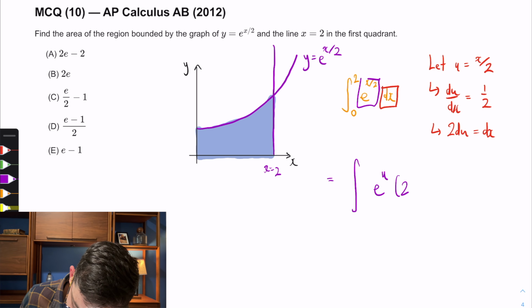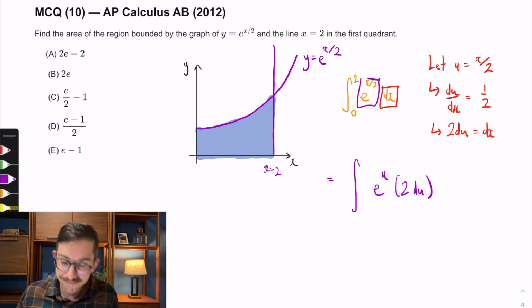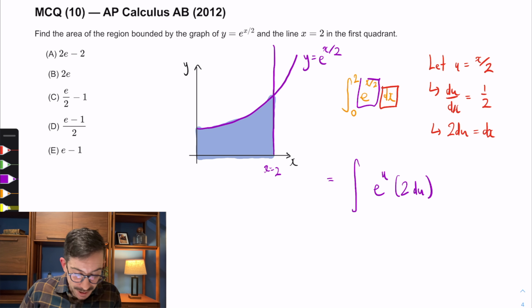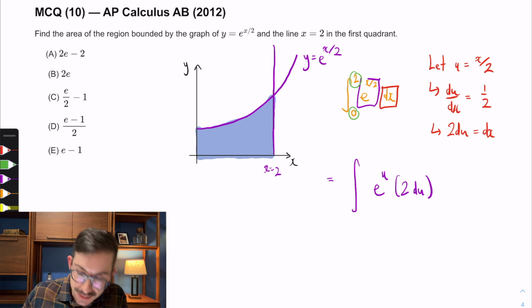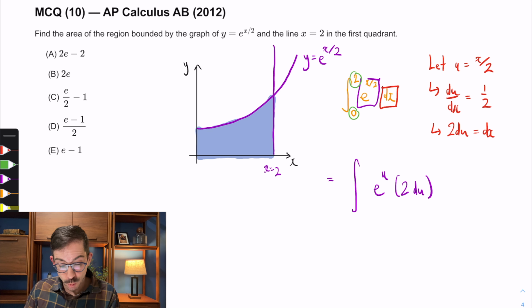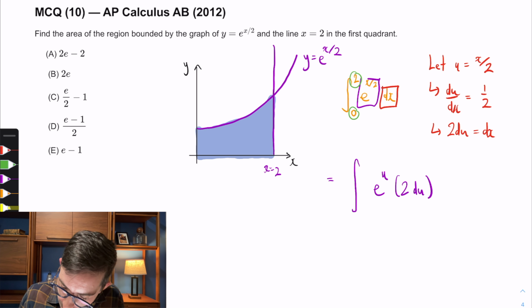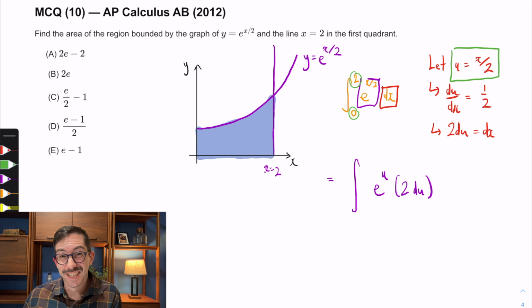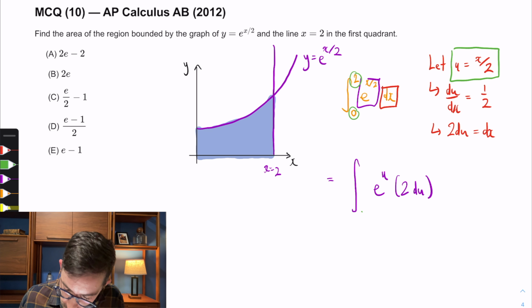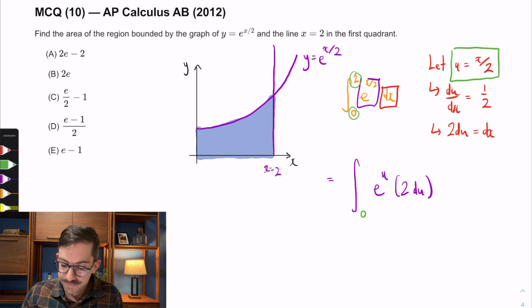Dx becomes 2 du. But I do need to worry about those limits of the integral, right? The 0 and the 2, those are the limits in terms of x. If I don't change them, something will go wrong, okay? So when I take the x expression and convert it into u, all I'm doing is dividing by 2. 0 over 2 gives me 0. 2 over 2 gives me 1.